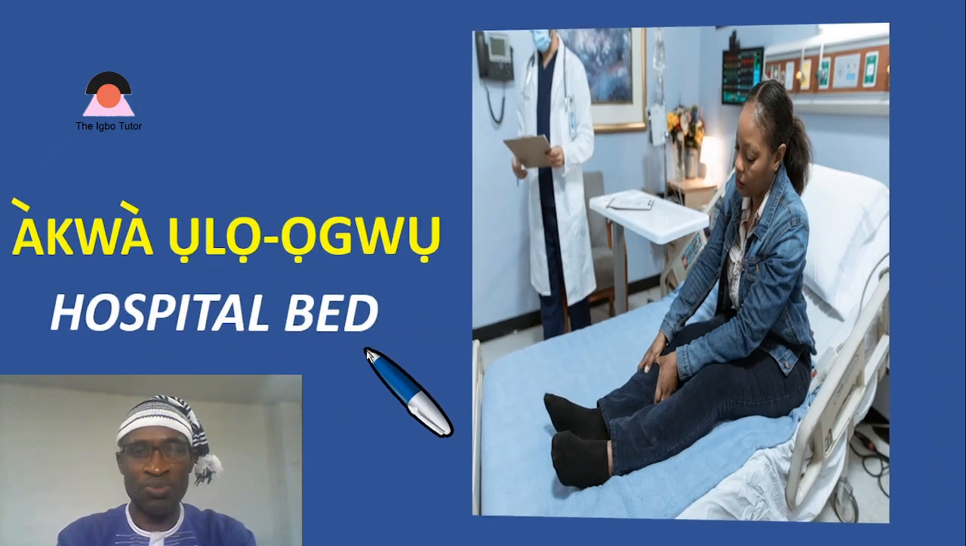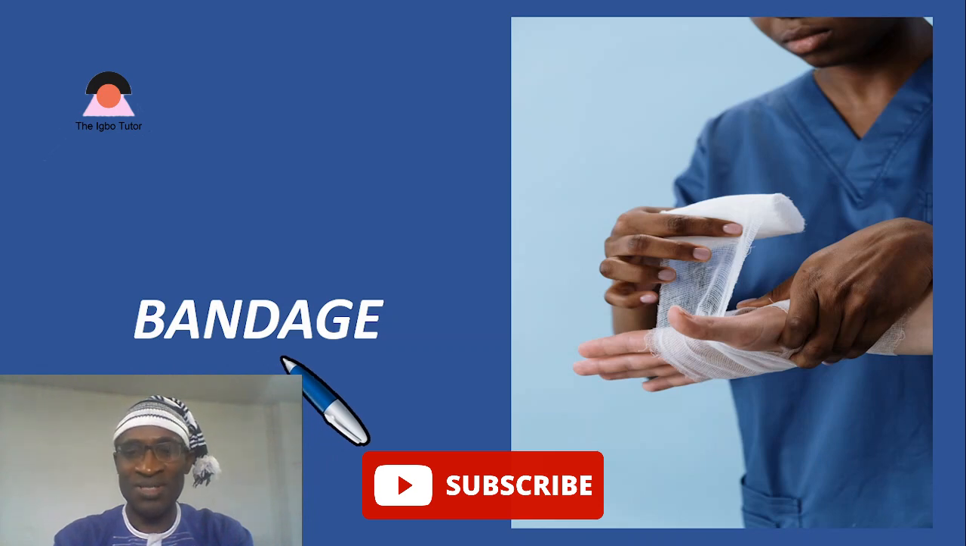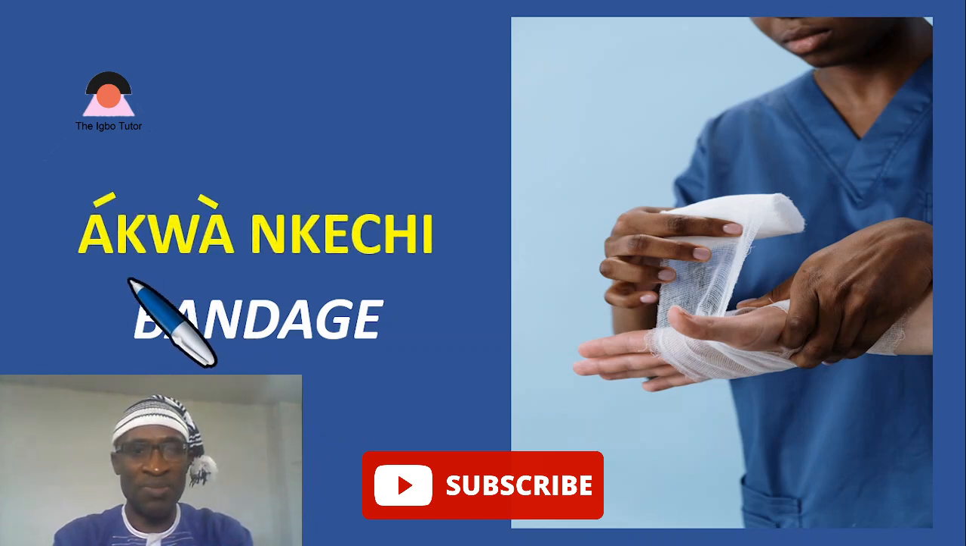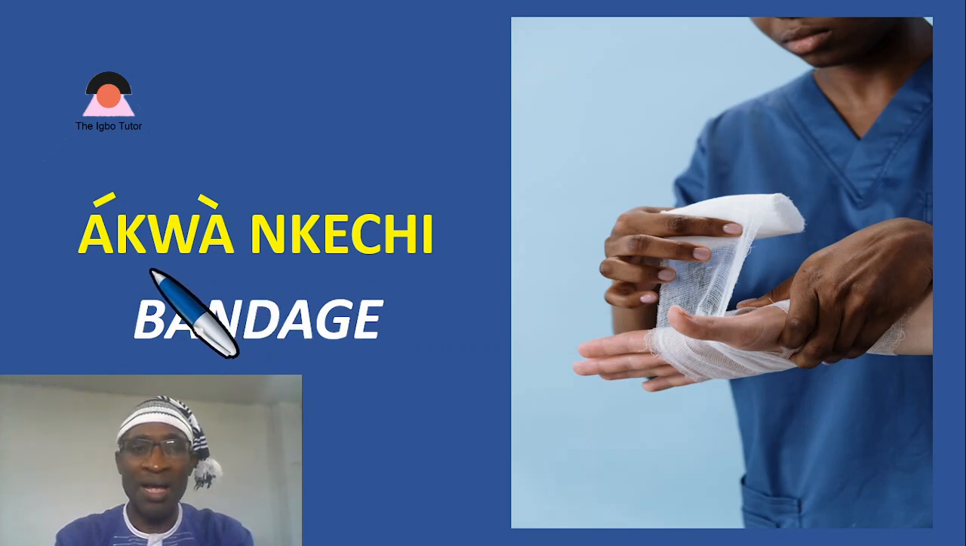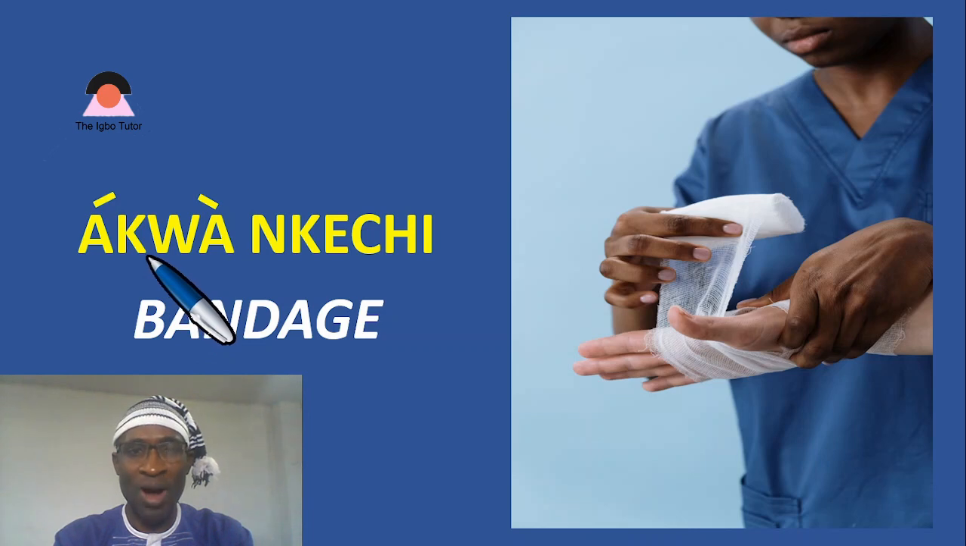Let's move on to the next medical term. And what do we have? We have bandage. What does this mean in Igbo language? It means akwa nkechi. If you listen to the sound of akwa, low, low, and this is akwa, high, low, they are not the same. So be sure you pronounce them correctly. Akwa nkechi. Akwa generally meaning clothes. Nkechi meaning to bind up. So akwa nkechi is bandage in Igbo language.